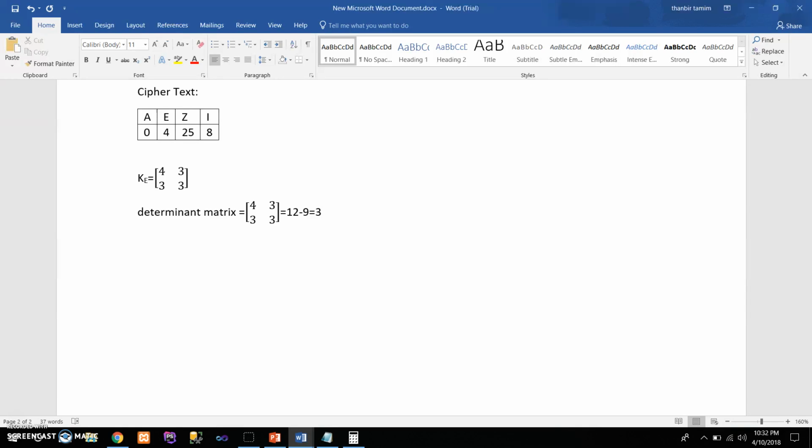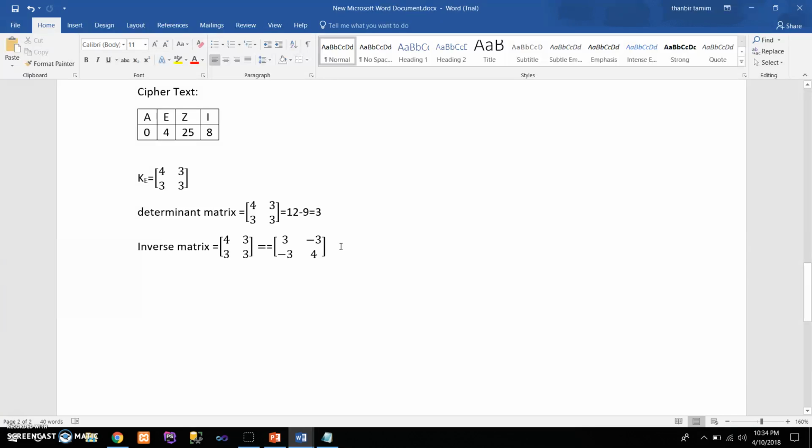And also we need an inverse matrix. So by using the inverse matrix process, we will convert this matrix to an inverse matrix. This 3 will go in the place of 4, and this 4 will come in the place of 3. And in front of this 3 we will write the minus sign. Also in front of this 3 we will write the minus sign.